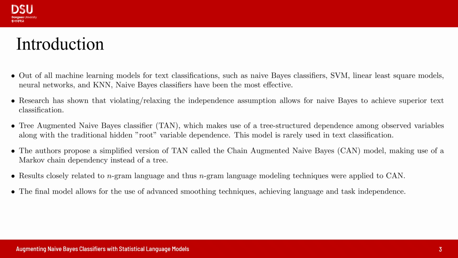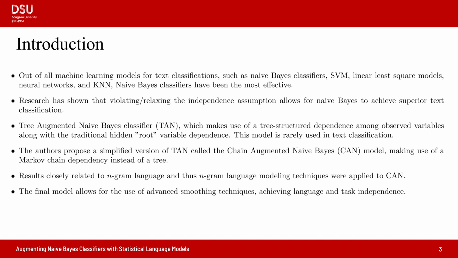So the introduction: out of all machine learning models for text classification from the time the paper was written, such as Bayes classifier, SVMs, linear least square models, neural networks, and KNN, naive Bayes classifiers have been the most effective. And research has shown that violating, that is, relaxing the independence assumption that we have in naive Bayes classifier, allows for them to achieve better performance when it comes to text classification.